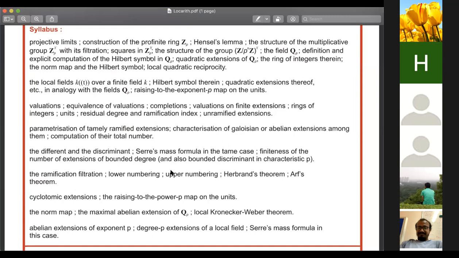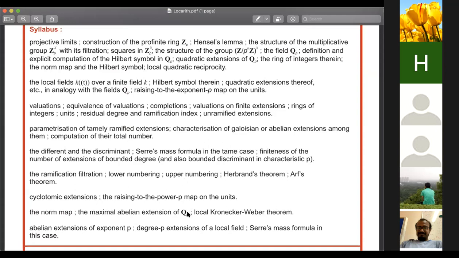Then, there's Hasse-Arf Theorem, which says that the so-called breaks in the ramification occur at integers and so on. Then we'll talk about cyclotomic extensions. And there's this local version of what is called the Kronecker-Weber theorem, which says that for Q_p, all abelian extensions are contained in the cyclotomic extension, right?